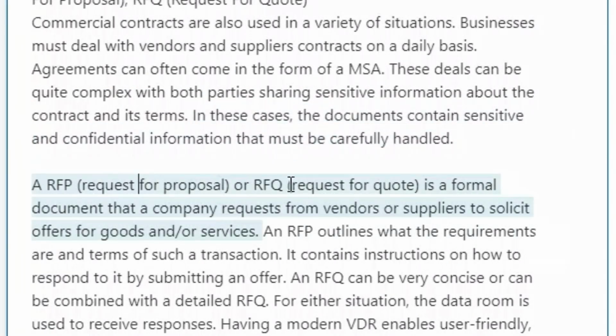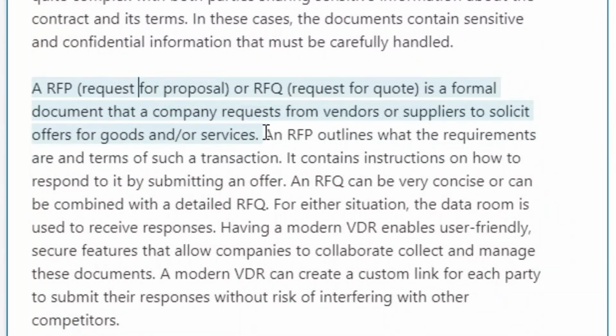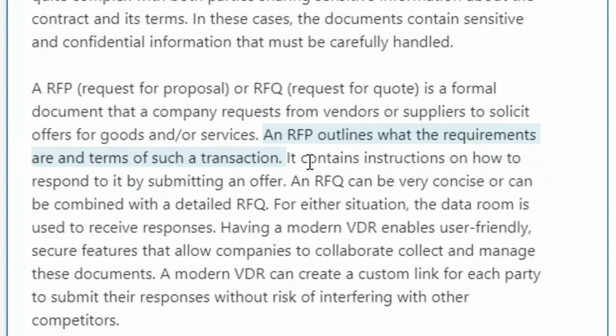An RFP, Request for Proposal, or RFQ, request for quote, is a formal document that a company requests from vendors or suppliers to solicit offers for goods and/or services. An RFP outlines what the requirements are and terms of such a transaction. It contains instructions on how to respond to it by submitting an offer. An RFQ can be very concise or can be combined with a detailed RFP.